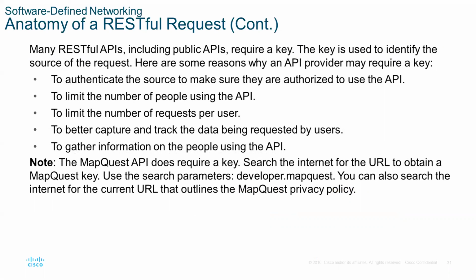So we need to be able to provide keys while we're requesting information. Now, what are the keys used for? They authenticate the source to make sure we're authorized to use the API. We can limit the number of people using the API. We can limit the number of queries per user. And we can track who is making what queries on the data. And more importantly, especially for big business, we can gather information on the people using the API.